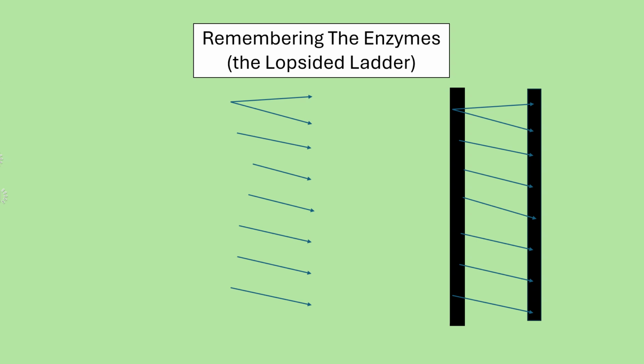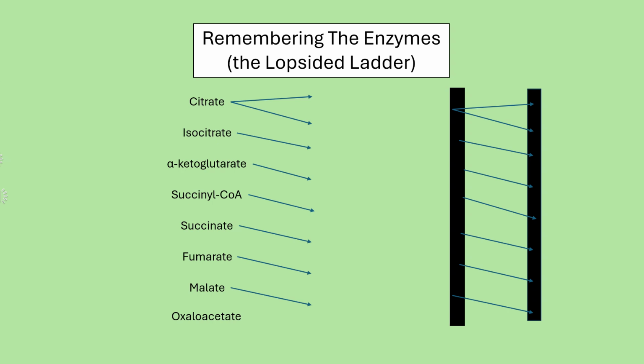Once we remember the 8 intermediates, then we can memorize the 8 enzymes. We can do this by building a lopsided ladder and then fill in each enzyme. So if you've noticed, a lot of these enzymes have their name attached with the intermediate it acts on. So there are 2 unique enzyme names that don't follow this rule. Aconitase, which turns citrate into isocitrate, and fumarase, which works on fumarate to turn into malate.